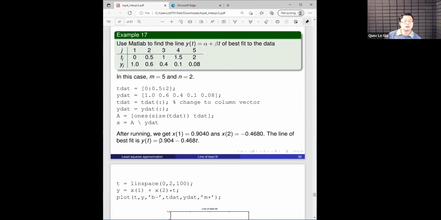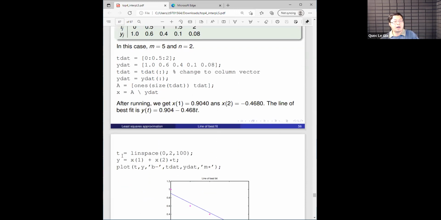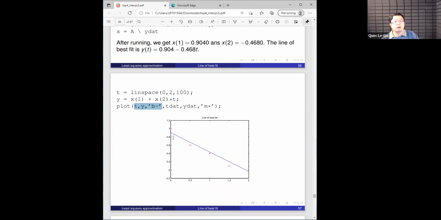So the line is given by this formula, and you can plot it. You plot it by taking many points t from 0 to 2, and this is the line that best fits the data. The line is a blue line, and the data is plotted with a magenta star marker. So you see the data is magenta stars, and the line of best fit is the blue line.